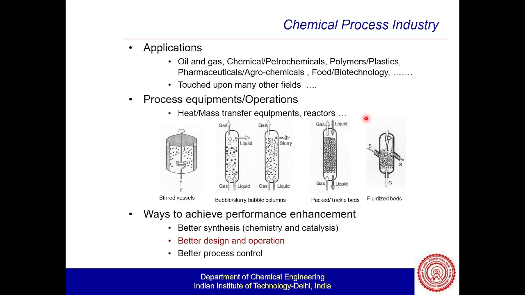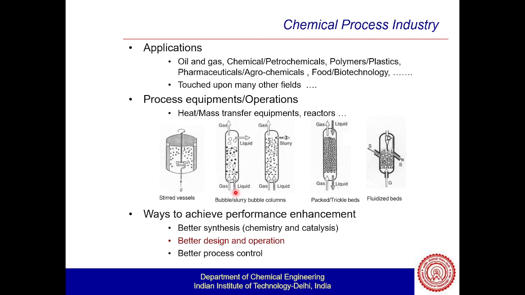And the different mass transfer and the heat transfer equipments we use during these processes are basically these stirred vessel, bubble or slurry bubble column reactors, packed or trickle bed reactors, and the fluidized bed reactors. So stirred vessel is basically we are filling a CSTR with a liquid, and then we are passing gas from the bottom of the reactor, and then we are mixing it, which causes a reaction between the gas phase and the liquid phase.